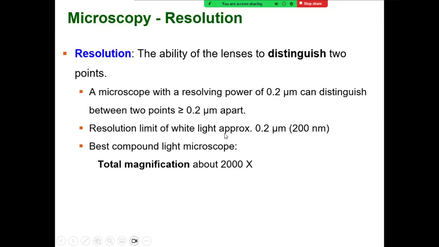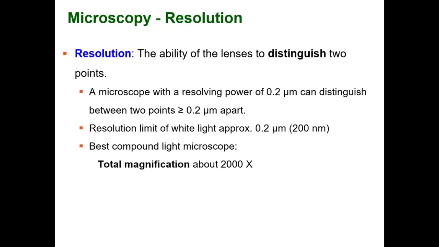You should know the resolution. That's the ability of the lens to distinguish 2 points as 2 separate and independent points. So a microscope that has a resolving power of 0.2 micrometers can distinguish 2 points that are separated by 0.2 micrometers or greater apart. If ever you have the 2 points closer than 0.2 micrometers, you cannot distinguish them as 2 separate independent points.